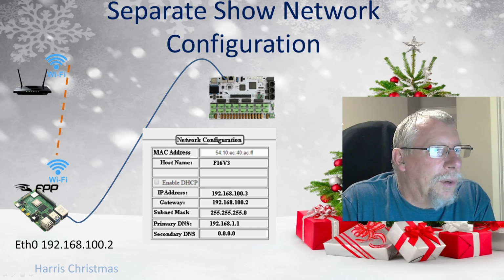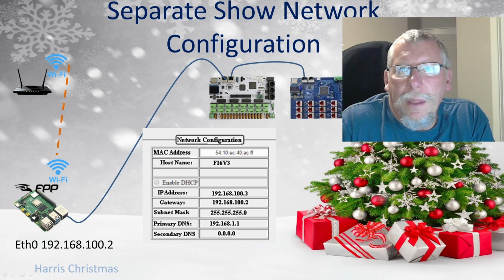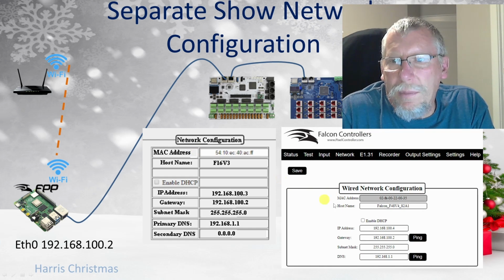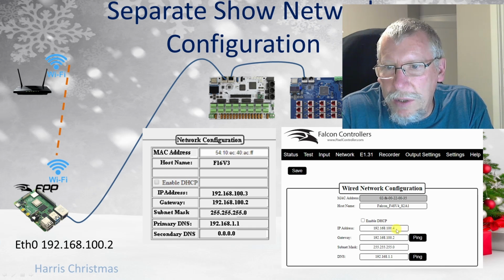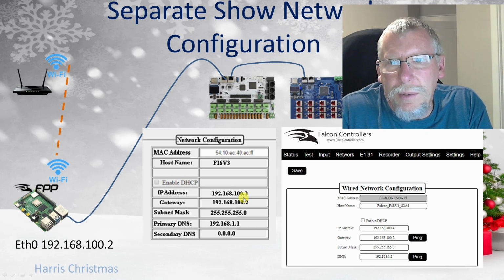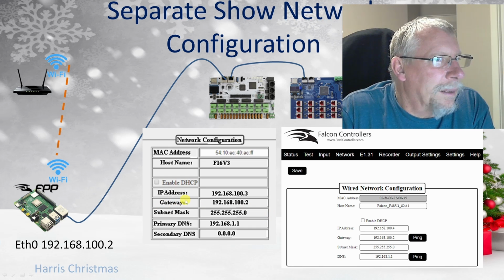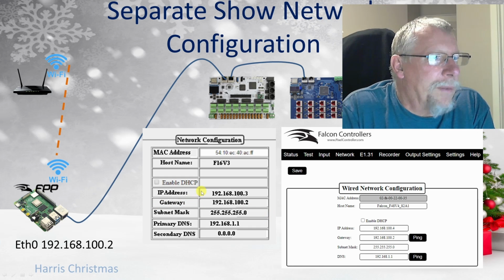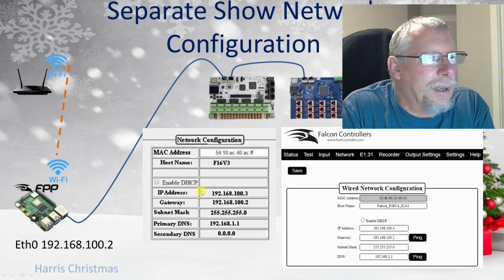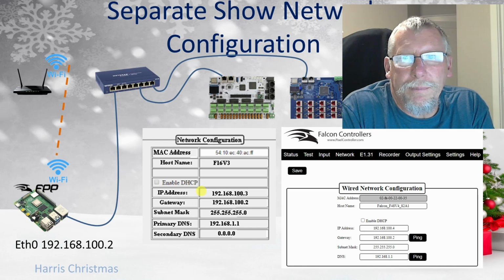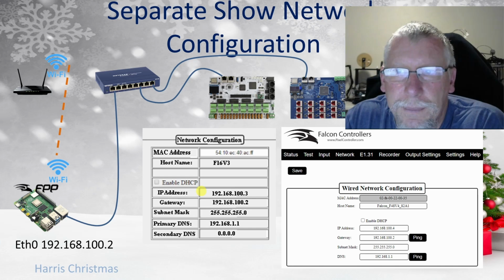If you had another controller, everything will be the same with the exception of the IP address. You just change this IP address to be the next one, so 3 and then 4. And it really doesn't matter if you're connected directly through a switch, the configuration is exactly the same. Nothing changes, it's just the way the wires are routed.